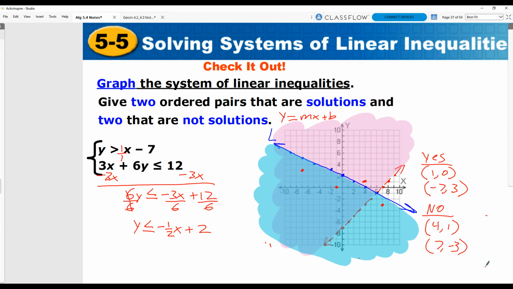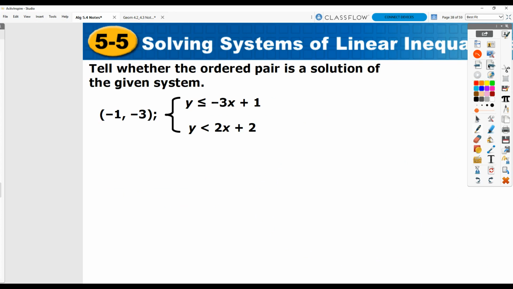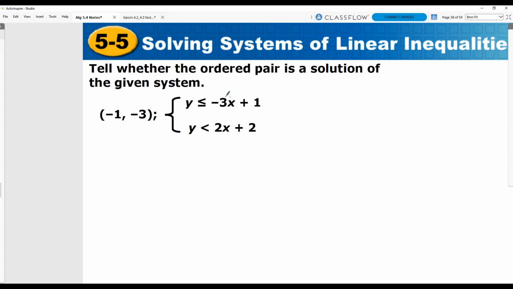All right, so check that. Make sure you ended up with what I had. Make any corrections that you need to. And then let's take a look at one more thing we're going to do. Instead of graphing, what we want to do is check to see if an ordered pair that they give us is a solution to these linear inequalities. We're just going to take these numbers for x and y, plug them in, and test to see if it makes a true statement.